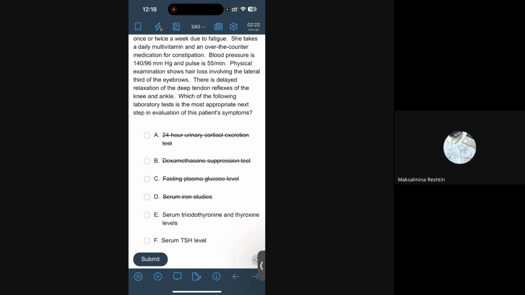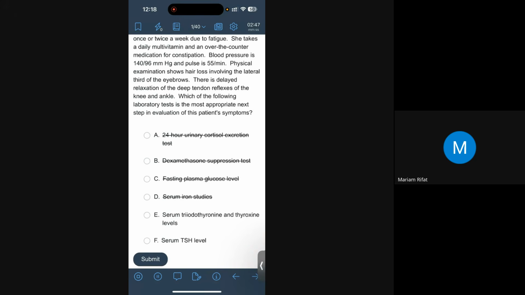Which one is going to be the right answer? F. Why not E? If you are saying E, why not E? It takes longer. Why not E is because the right answer, TSH, is more sensitive for hypo.